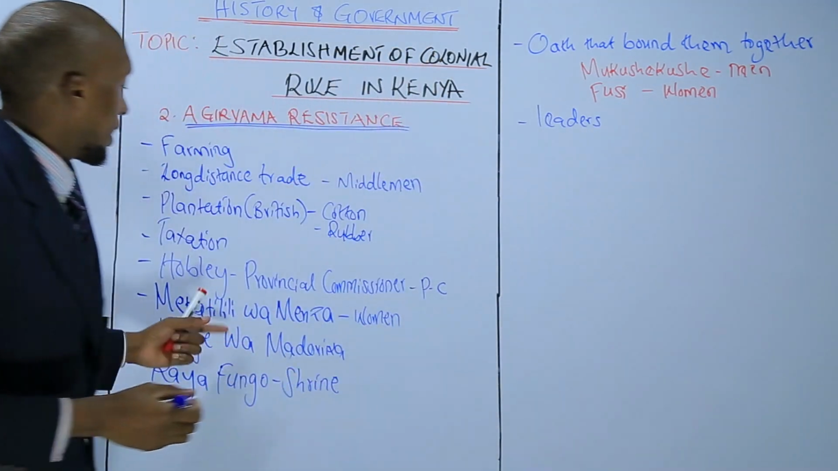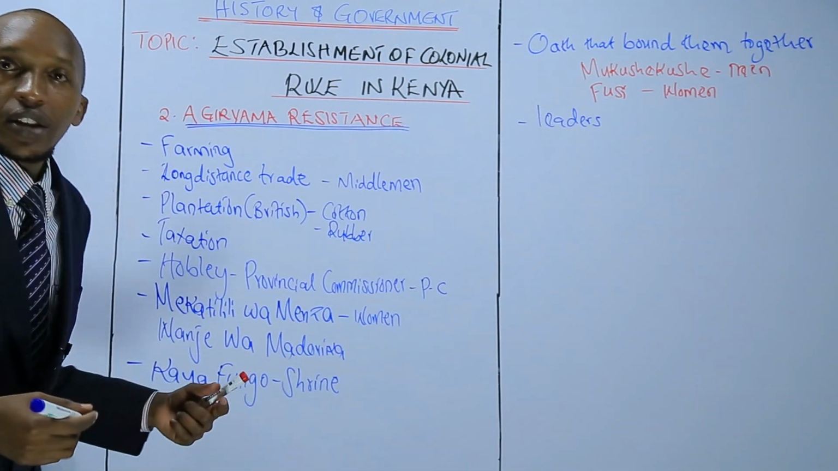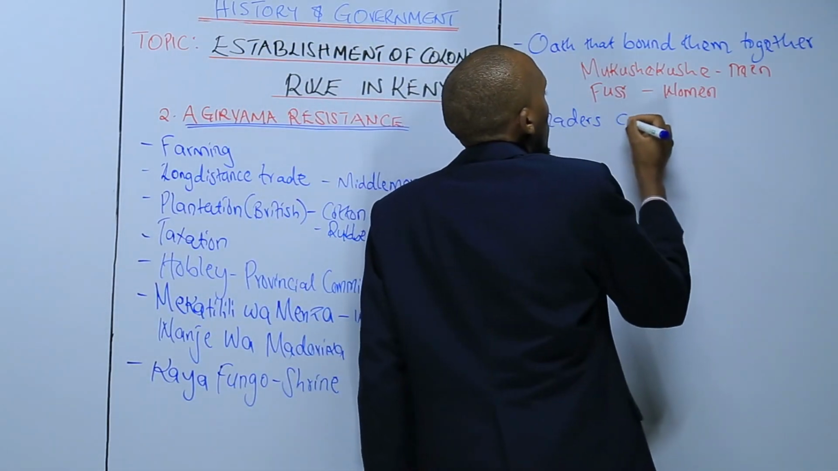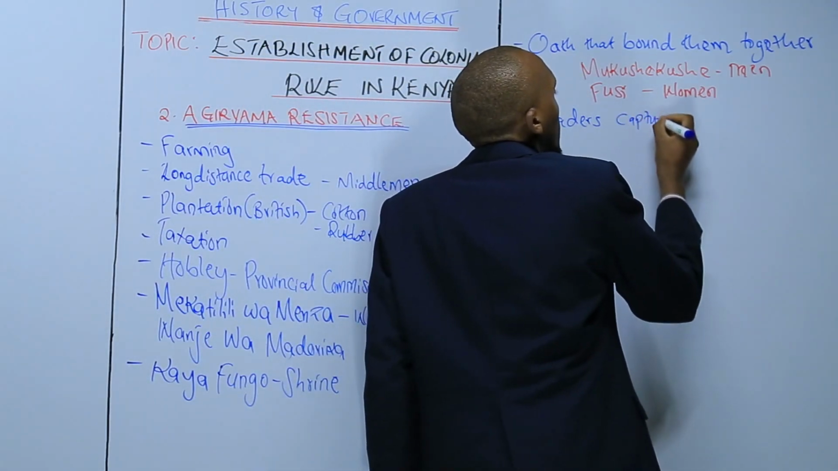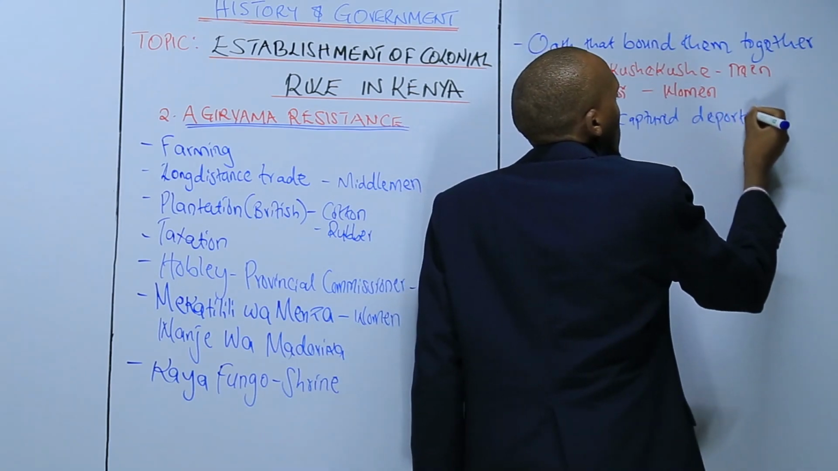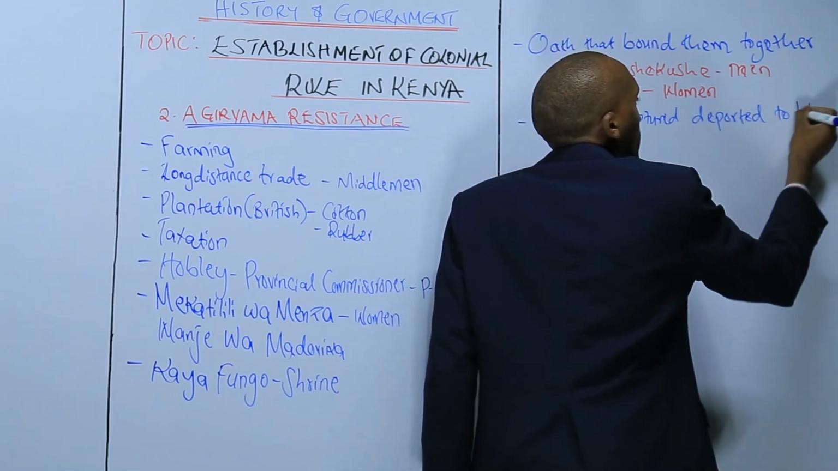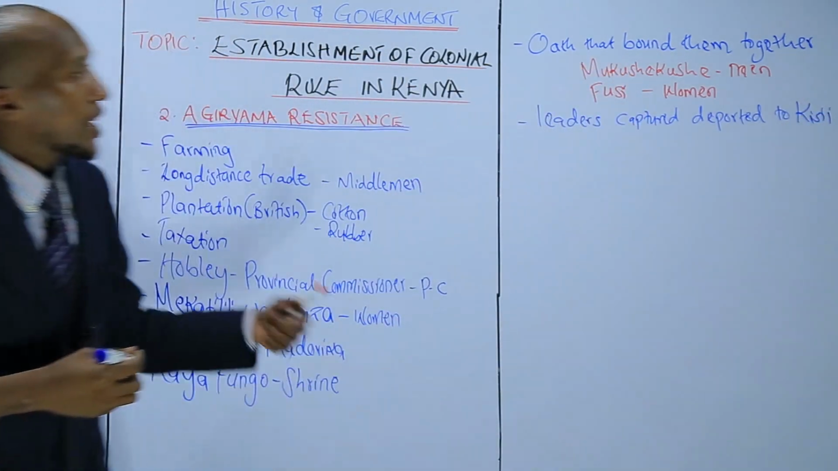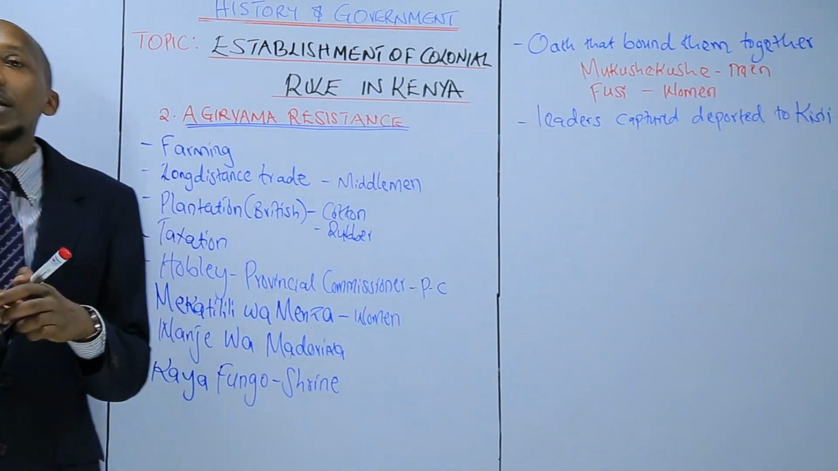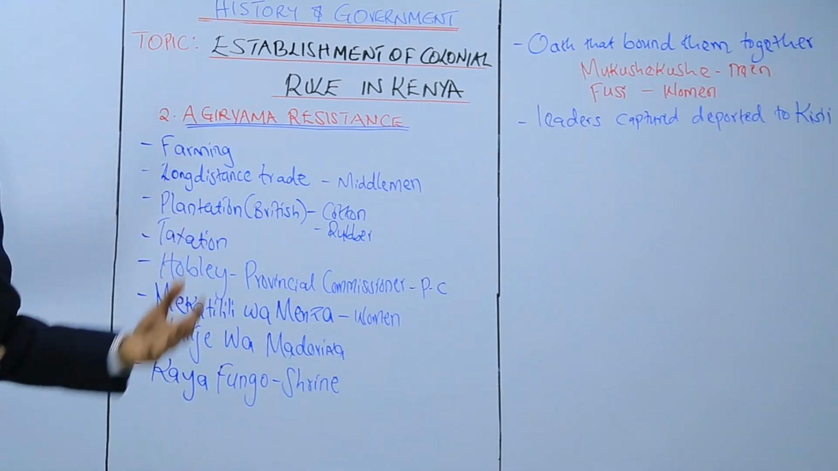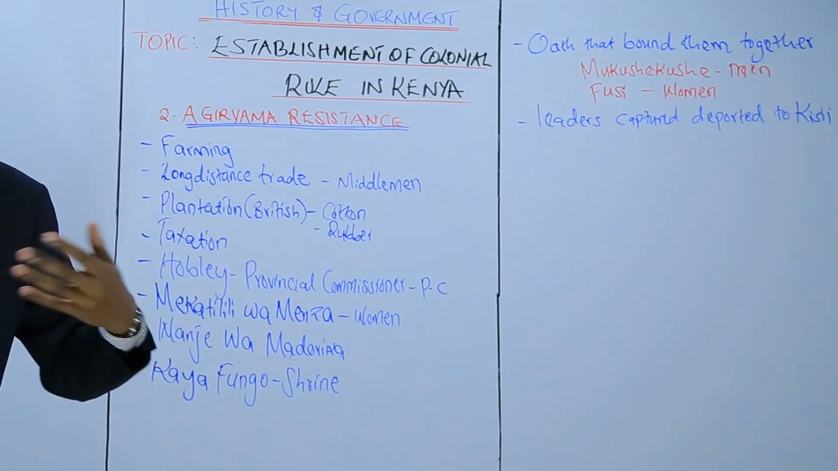That is Mekatilili and Wanje. They were captured by the British, and their leaders were captured and deported to Kisii. So you can imagine, from the coast, they were taken all the way to Kisii. Kisii is in the western part of Kenya. So this was in an effort to scuttle the resistance.